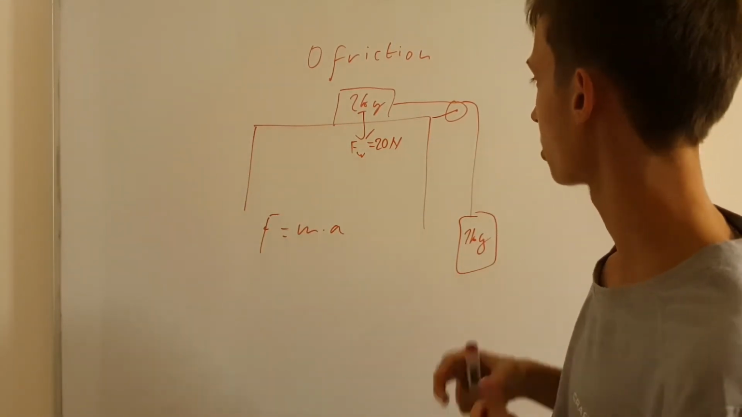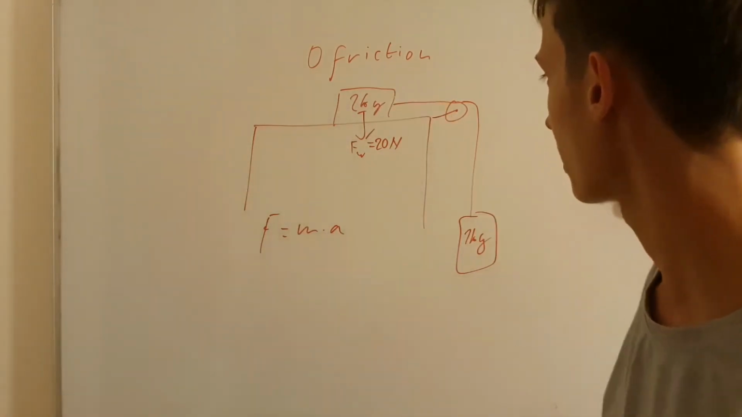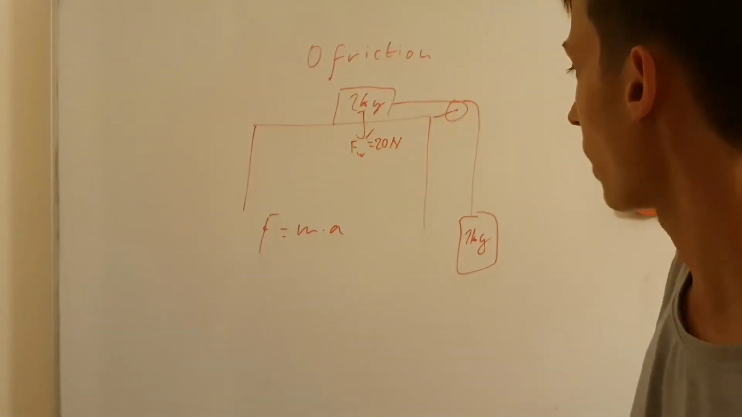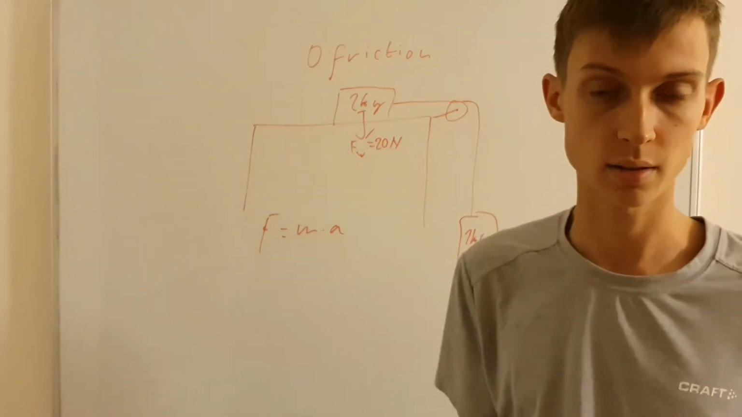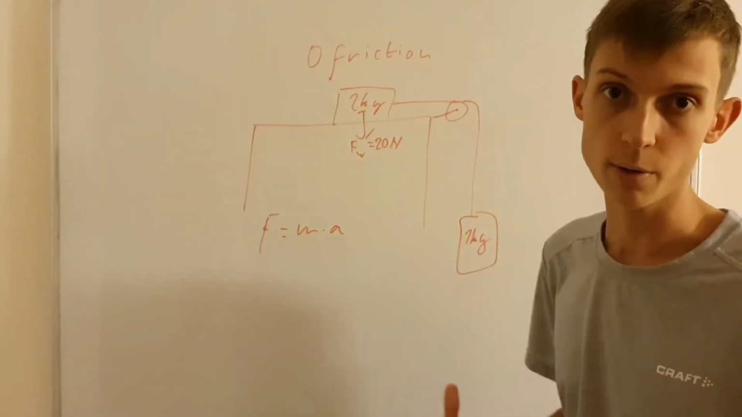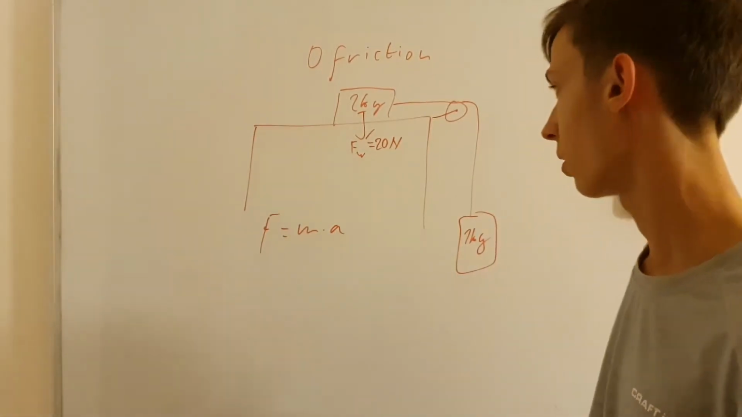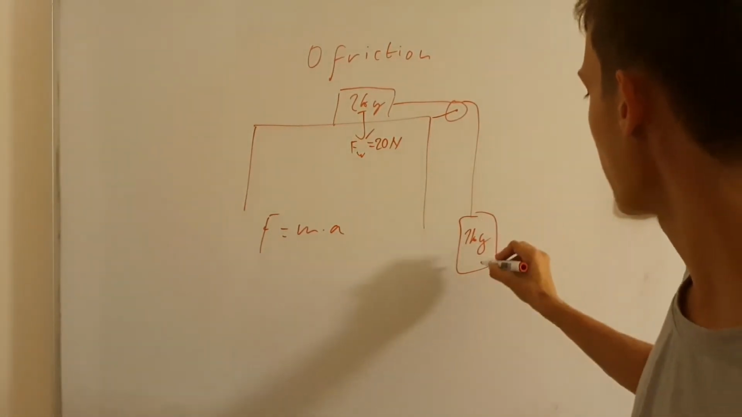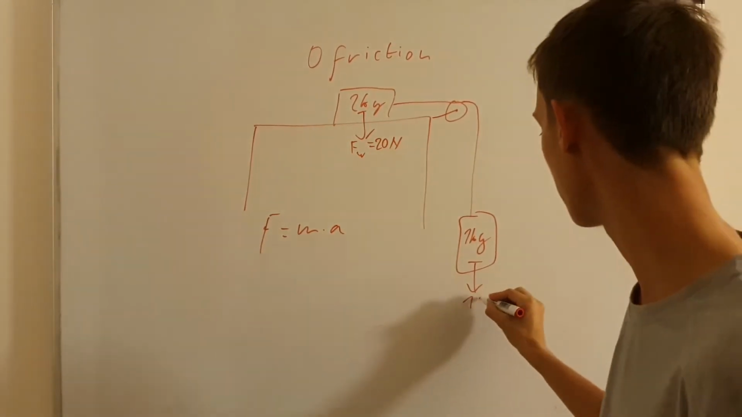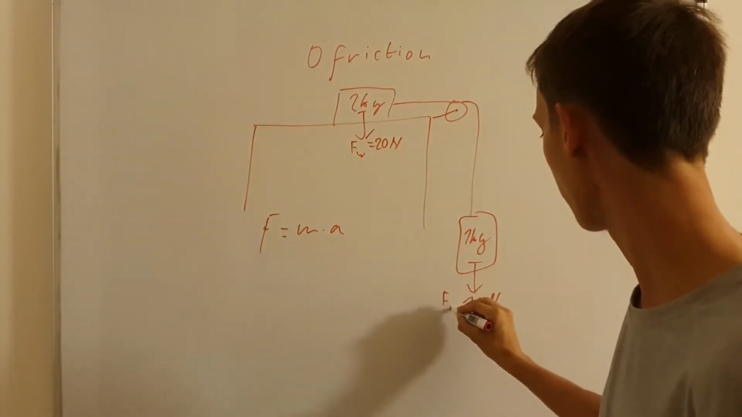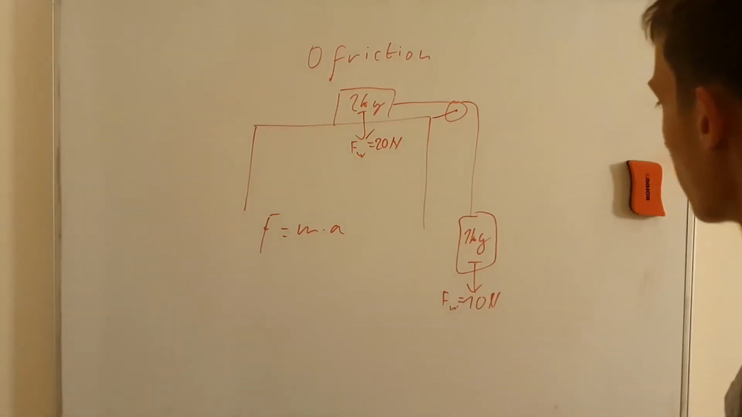What is important to realize is that the weight force for this object is 20 newtons down, because the mass is 2 kilograms and the acceleration of gravity that pulls things down and causes this weight force is around 10 newtons per kilogram. So this one will follow the same rule, but because it's just 1 kilogram, I will say it's around 10 newtons. So the weight force here is around 10 newtons.